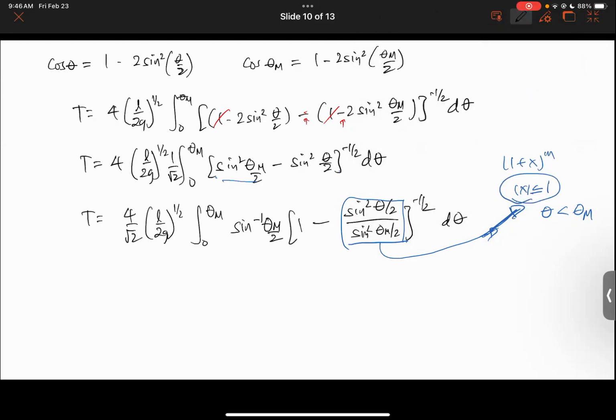Okay, now sobrang daming nangyayari. So, ang gawin natin, simplify natin ng konti. We let u be equal to sine theta over 2 over sine theta sub m over 2, such that itong nasa square brackets na yun will be u squared. So at t equals 0, theta equals 0, and u is also equal to 0. And then at theta equals the maximum value, u will just be equal to 1. Ginawa natin yan of course kasi papalitan natin yung limits of integration.